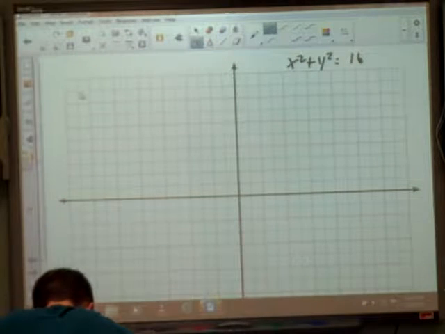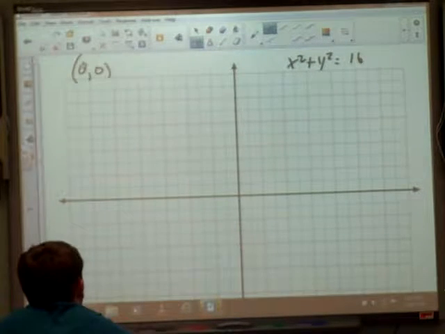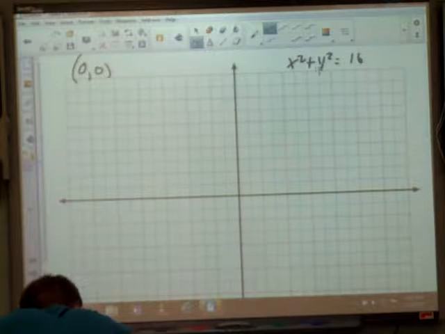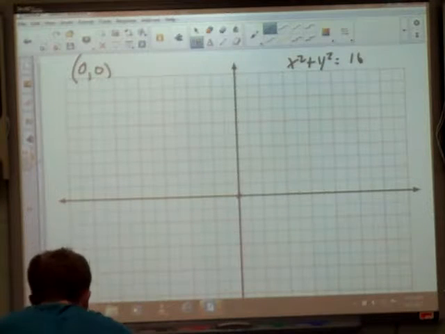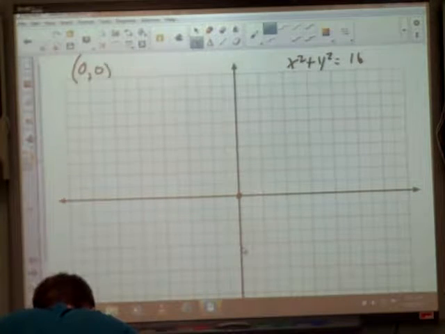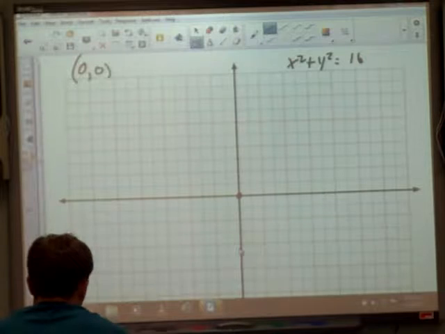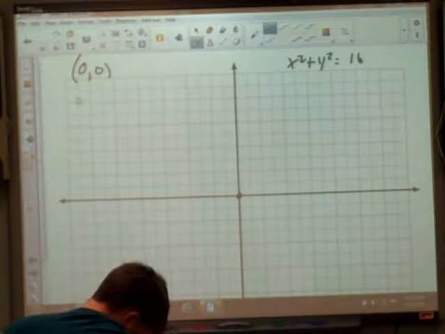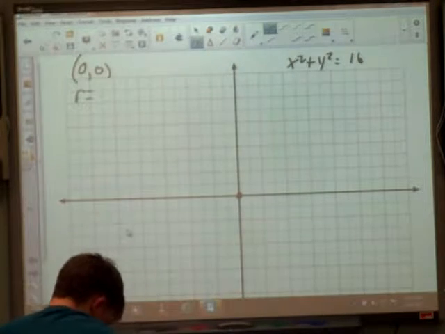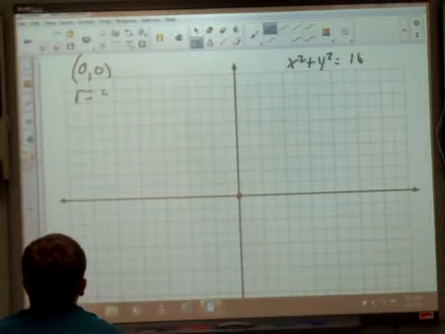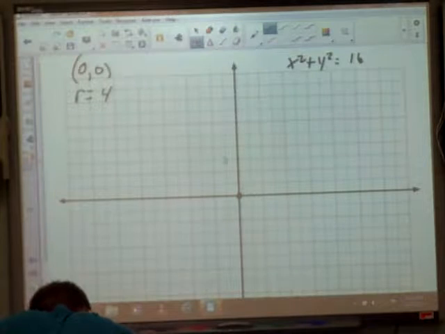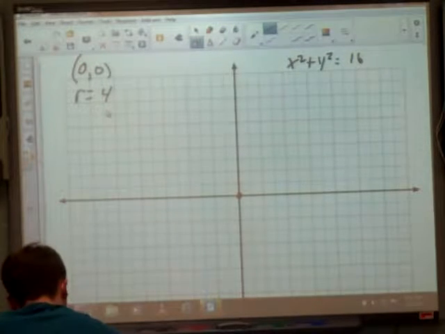Very good, Devin. That means our center is at (0, 0), because it doesn't have x plus or minus anything, which is 0, and it doesn't have y plus or minus anything, which is 0. So this is going to be a good old circle at the origin. Now, what will the radius of this circle be? Not 16. 4. Remember, this is the radius squared, so we take the square root and our radius is 4. From the center, anywhere I go to the edge of the circle has to be 4 units long.